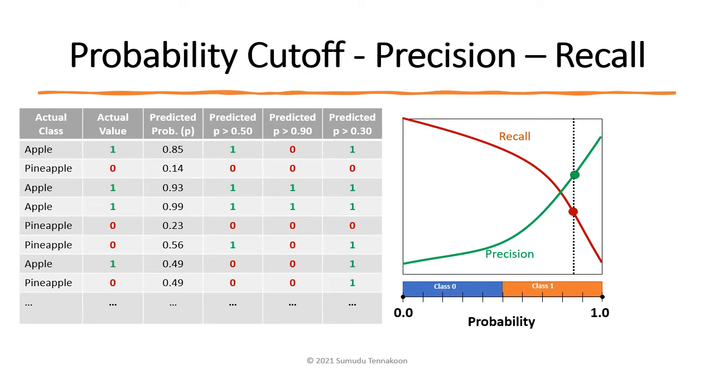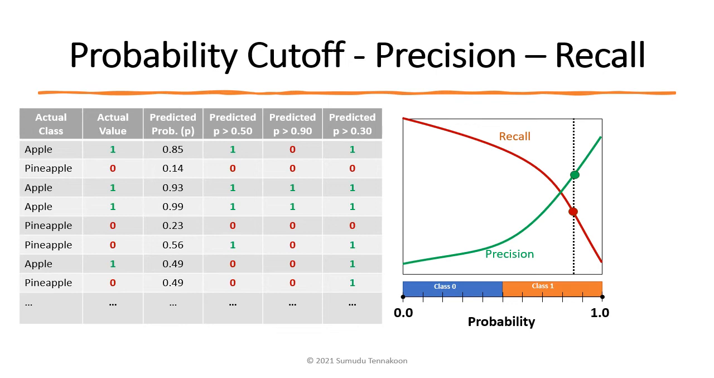Similarly, you can lower that threshold. If you use probability greater than 0.3 as your threshold value, any probability value greater than 0.3 will give you the apple class. If it is less than or equal to 0.3, it will be the non-apple class. So in this case, since I have the probability 0.85, you will get 0.1. So let's look at the second row.